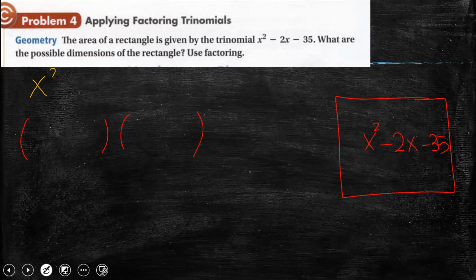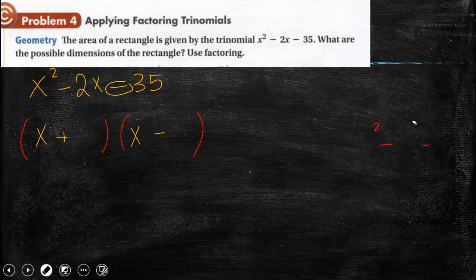X squared minus 2x minus 35. Now look at the sign of C. Is it positive or negative? Negative. Negative C means one factor is positive and the second one is negative. x, x. The third step now, I will make a table here.